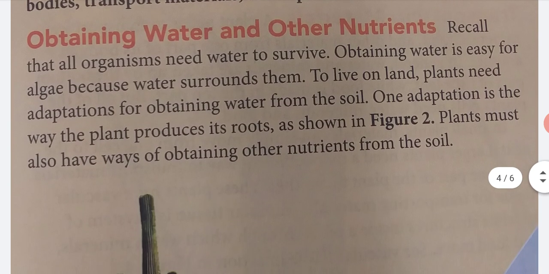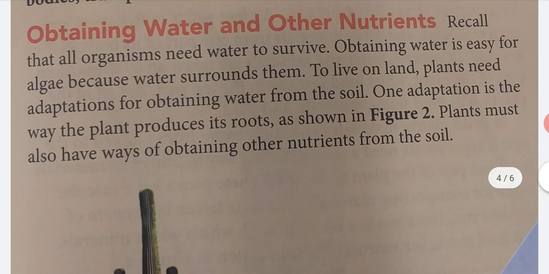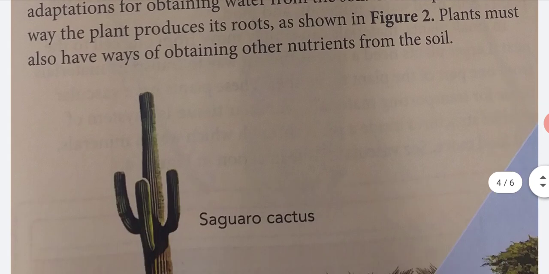Obtaining water and other nutrients. Recall that all organisms need water to survive. Obtaining water is easy for algae because the water surrounds them. To live on land, plants need adaptations for obtaining water from the soil. One adaptation is the way the plants produce roots, as shown in Figure 2. Plants must also have ways of obtaining other nutrients from the soil.